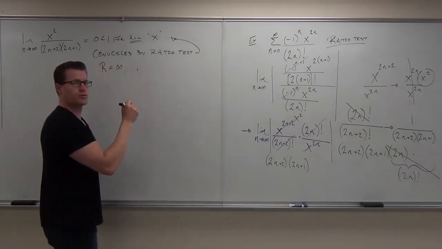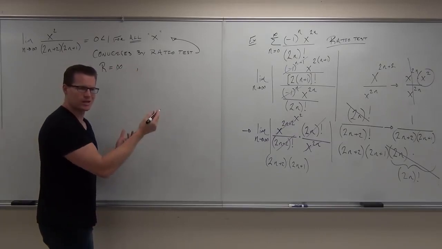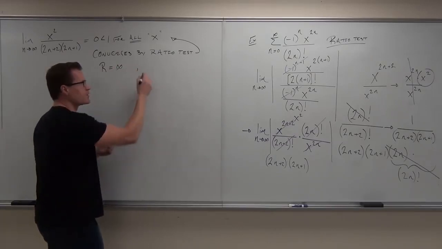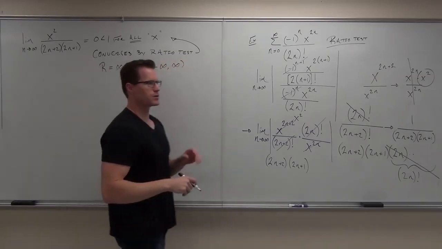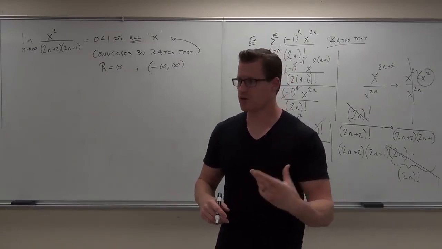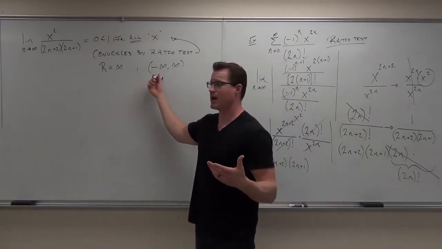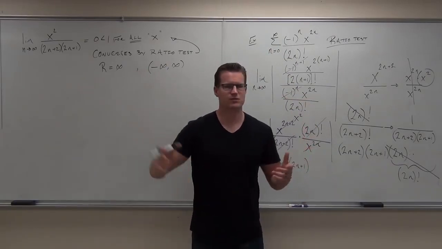And our interval of convergence would be, well, this is hopefully pretty common sense. It says if you can plug in anything, your radius is infinite. If you can plug in anything, our domain is -infinity to infinity. Remember that the domain is all x's that make our series converge. If we can plug in anything to make our power series converge, then our domain's infinite. -infinity to infinity. Show of hands, feel okay with that?